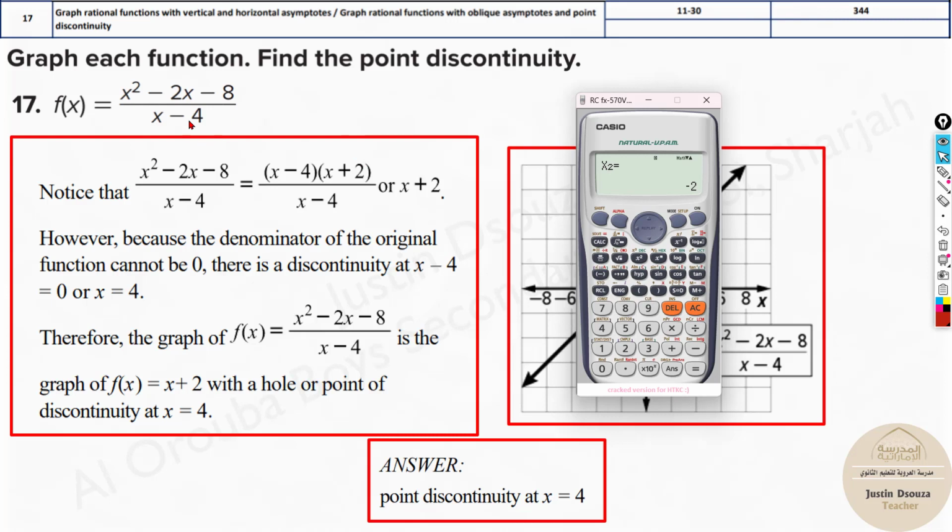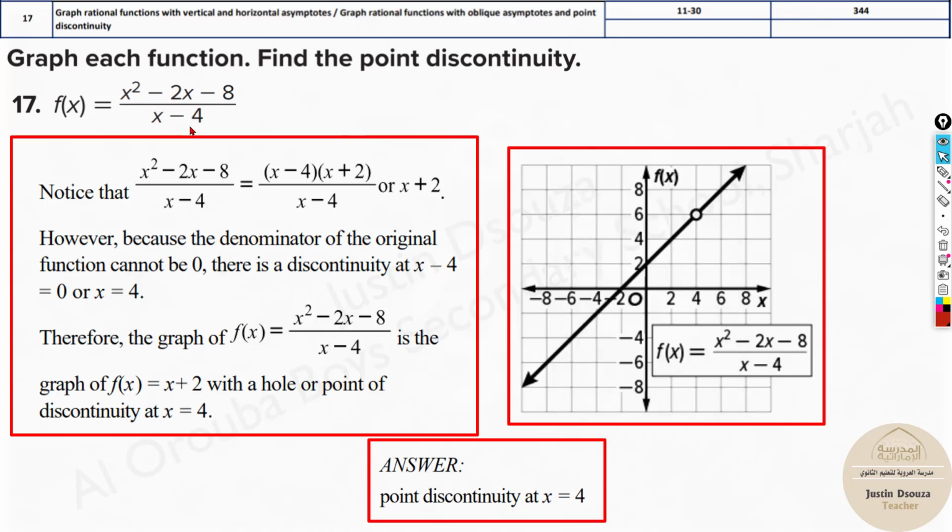But remember, from the original equation, we can infer that 4 made this undefined, so we have to avoid this. We can't use it in this equation as well, because the original equation was this and then we simplified it. But what about the denominator? So we make a hole at the undefined value, that is x is equal to 4. So we make a hole, that is the point of discontinuity. So the point of discontinuity in this equation is at 4.